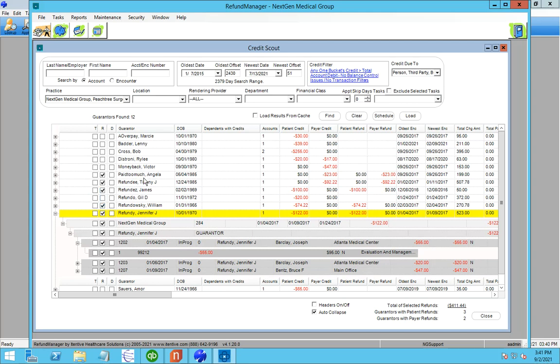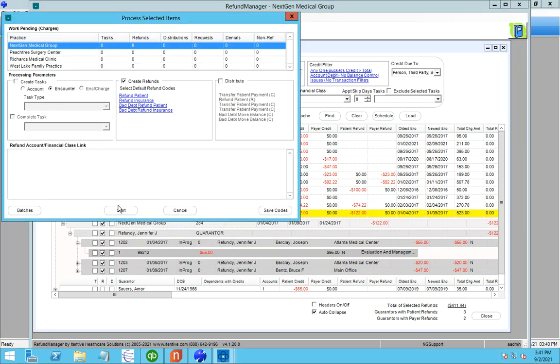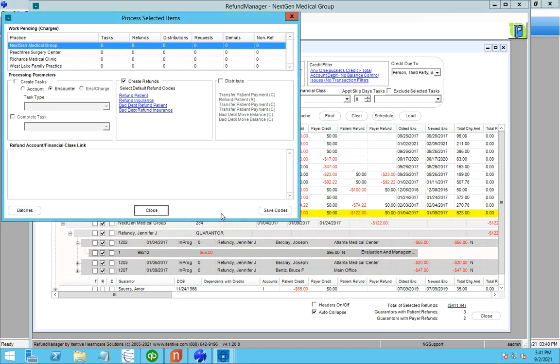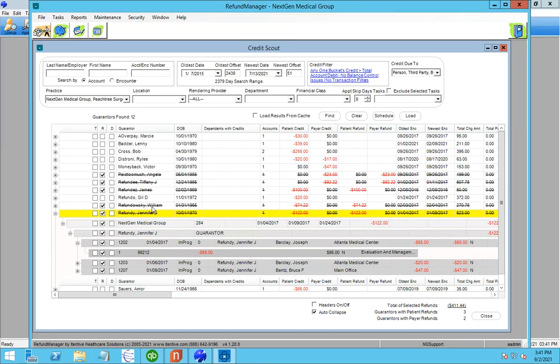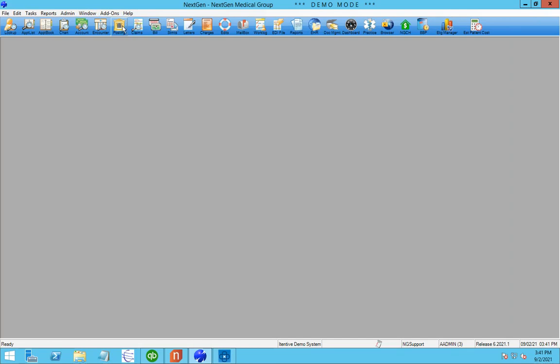Now again, just like before, we go ahead and process and tell it to go ahead, and it's going to create those refund transactions on your behalf in NextGen. So now we've done some distributions and we've done some refunds. We've done some refunds that are going to the guarantor, and we've done some refunds that are going to the insurance. The magic here is just that it's done work on your behalf in NextGen.